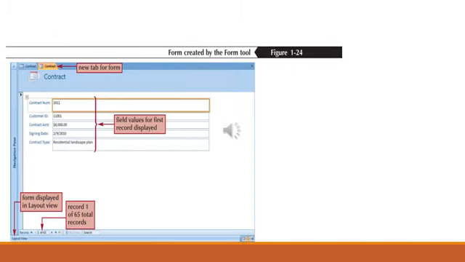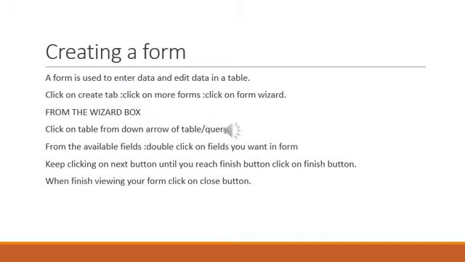The screen shows you how a form looks, wherein you can enter the data and edit the data of the table. This slide shows you how to create a form. We create the form with the help of the create tab, then click on more forms, click on form wizard. From the wizard box, click on the table from the down arrow of the table, then from the available fields double click on the fields that you want in the form, then keep clicking on the next button till you come to the finish button. Just click on the finish button. Once you have finished viewing your form, just click on the close button.